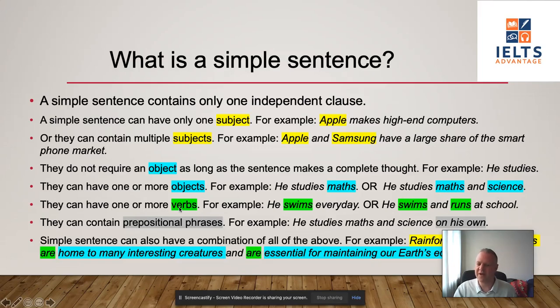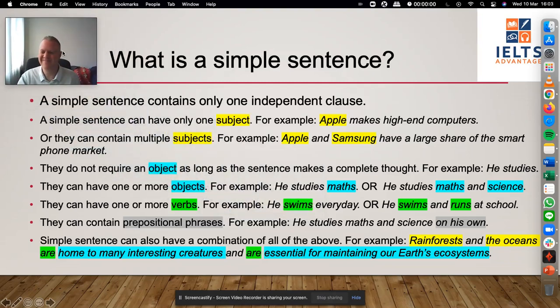They can have one or more verbs. So he swims every day. Here we've just got one verb, or we can say he swims and runs. So now we've got two verbs. They can contain prepositional phrases. So if you're wondering what prepositional phrases are, have a look at that previous lesson. For example, he studies maths and science on his own. So here we've got he is our subject, studies is our verb, maths and science, we've got two objects, and here we've got a prepositional phrase.